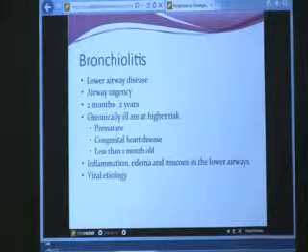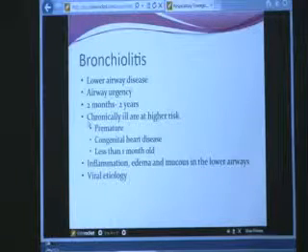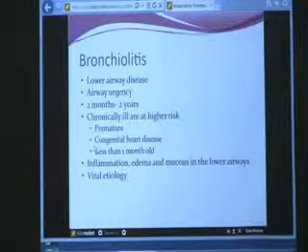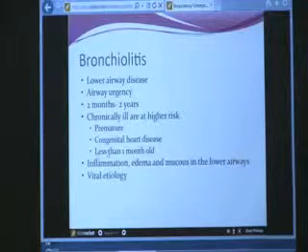I wouldn't say 2 months, because we see a lot of babies within the first month of life that come in with RSV because it causes apnea. The premature and the congenital heart kids are more at risk of having apneic spells and hypoxia, and that's usually less than 1 month old. It's a virus that causes inflammation, edema, and mucus in the lower airways. It's viral etiology. RSV is the most common, but flu can do it, parainfluenza, all these different viruses.